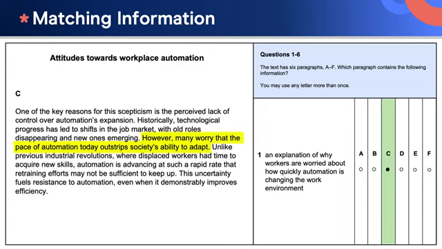Look at this sentence. It says, many worry that the pace of automation today outstrips society's ability to adapt. Worry is a synonym for concerned, and pace relates to the speed. This paragraph also says, automation is advancing at such a rapid rate that retraining efforts may not be sufficient to keep up. And rapid rate is another way of saying quickly. So in this example, the information matches even though the key words were paraphrased.